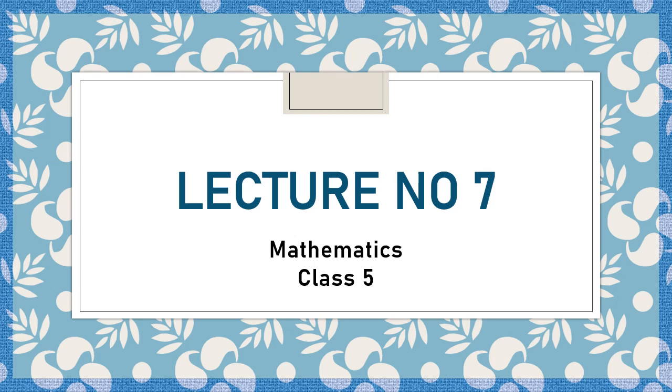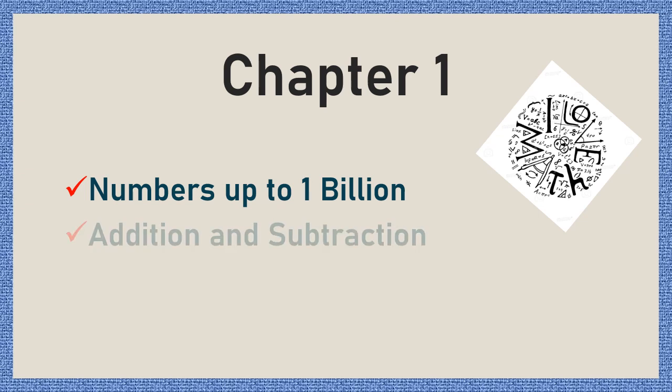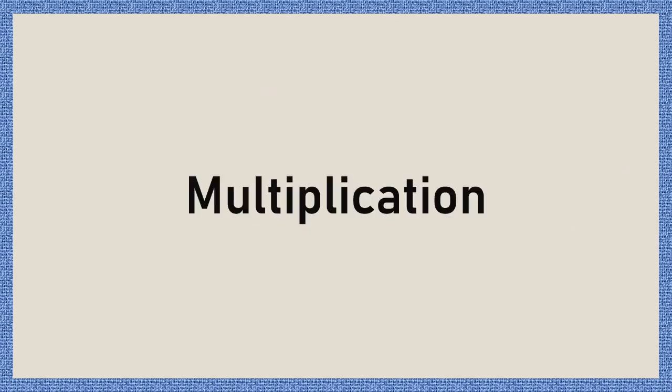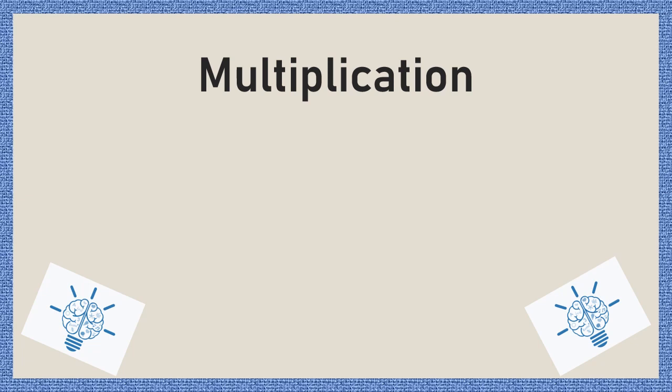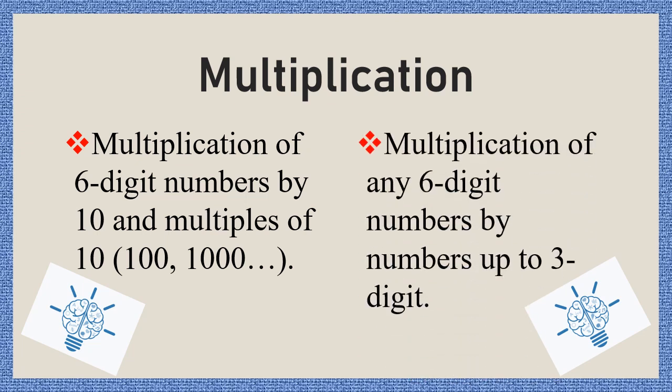Today we are going to start our lecture 7 of mathematics for class 5. Since you all know we are covering chapter number 1 of your syllabus. The topics that you have covered up till now are numbers up to 1 billion, addition and subtraction, and exercise 1A, 1B from your syllabus. Today we are going to start a new topic, that is multiplication. By the end of this lecture students, you will be able to multiply 6-digit numbers by 10 and its multiples, and also you will be able to multiply any 6-digit number by any number up to 3 digits.